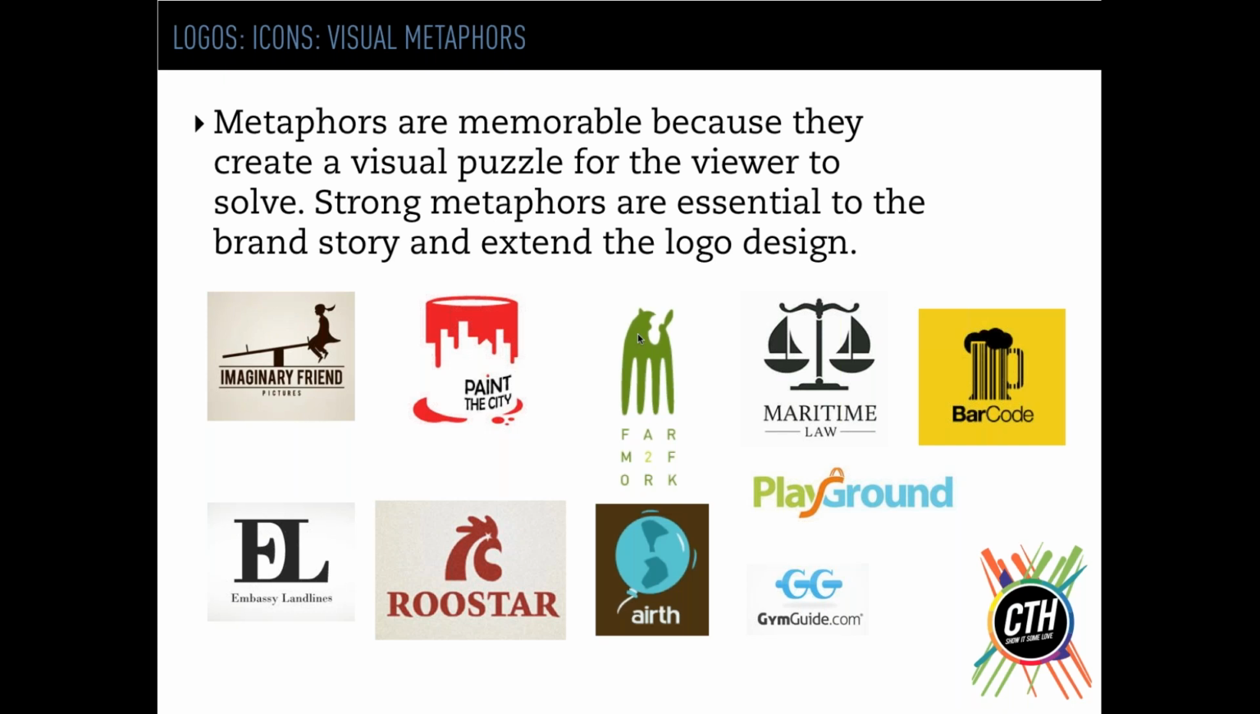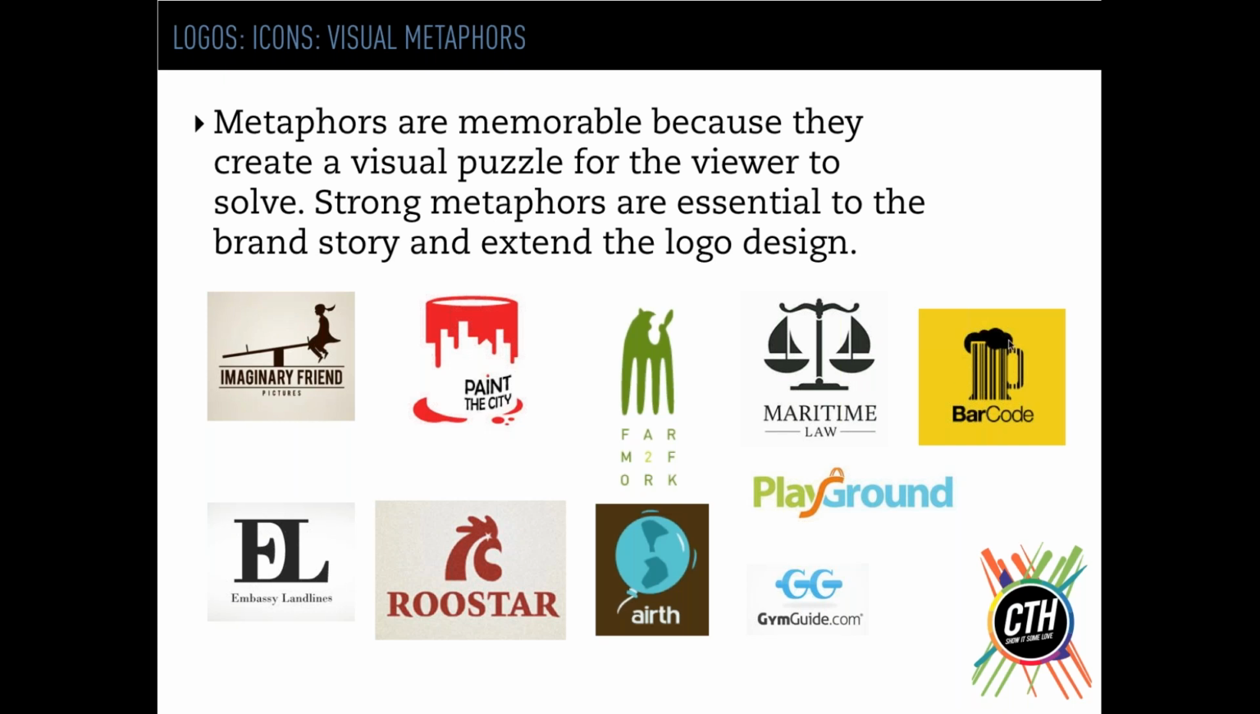This one, Farm to Fork, it has these little animals on a fork. So it's kind of like taking something familiar and giving it a twist. Same thing here with maritime law. It's a fork made out of a cow. Made out of the cow, right? This one, maritime law, it's like the scales of justice, but they're boats. So you can take an ordinary object and make it different, extraordinary.